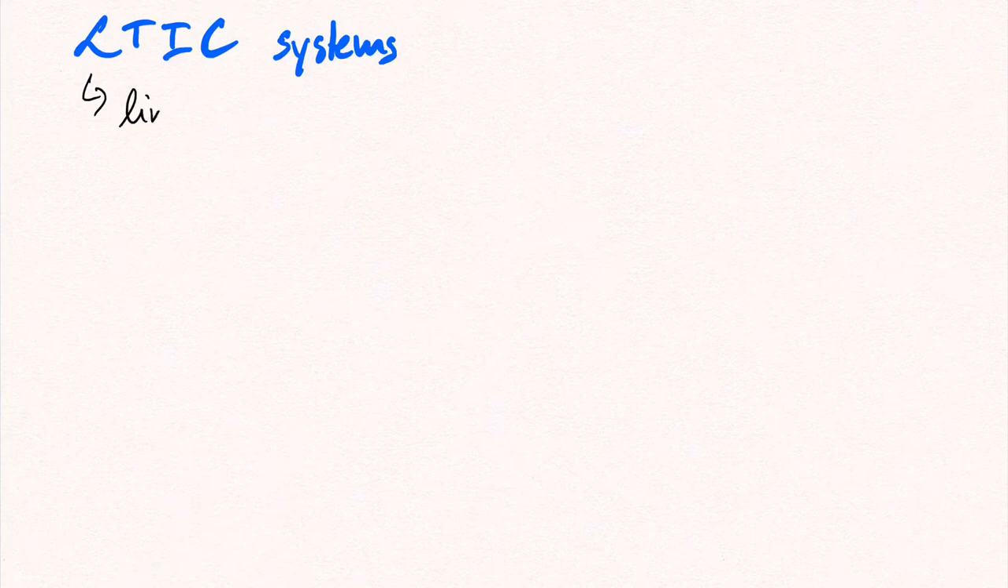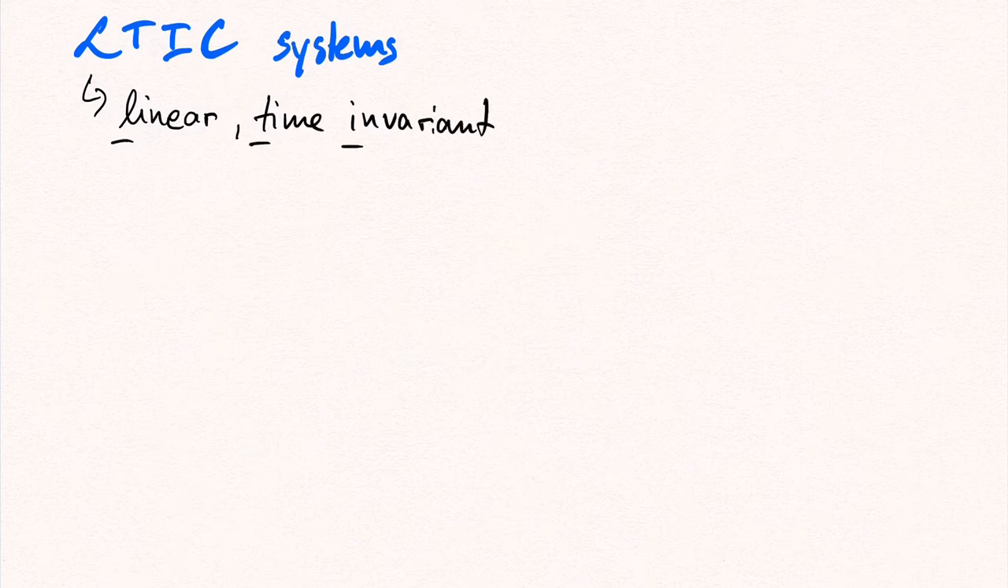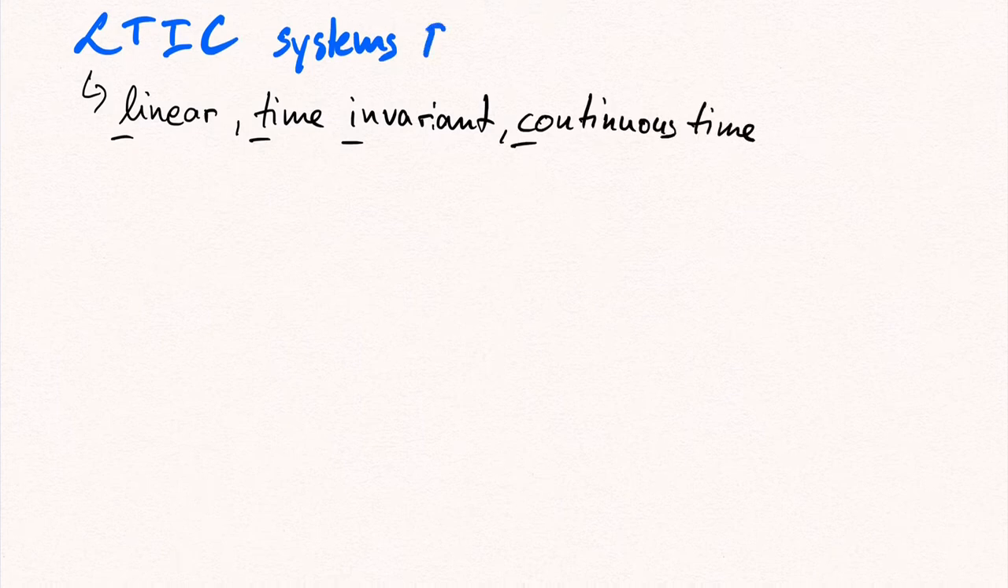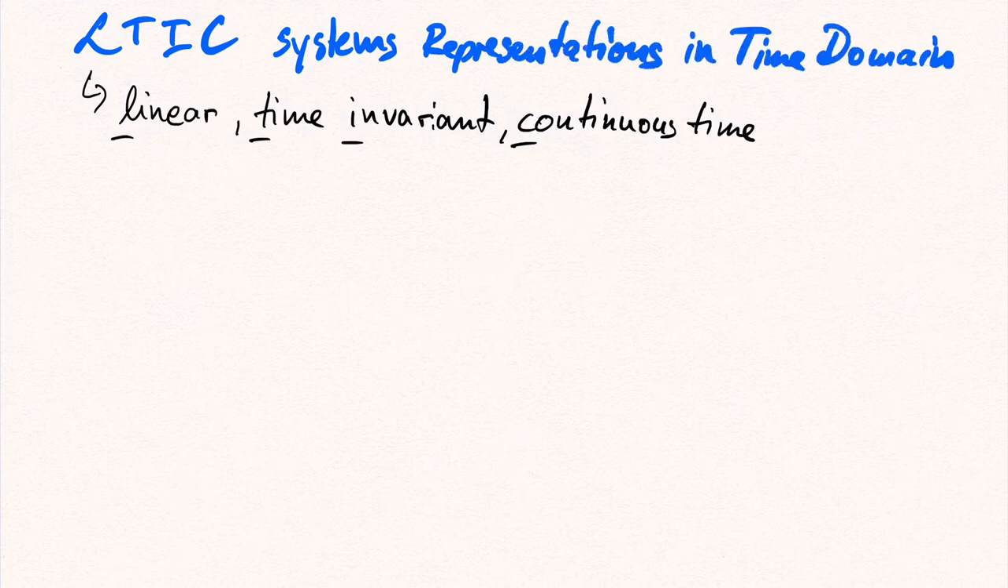To analyze LTIC systems, where LTIC stands for linear, time invariant, continuous time, we start by looking at how those systems can be represented in the time domain.